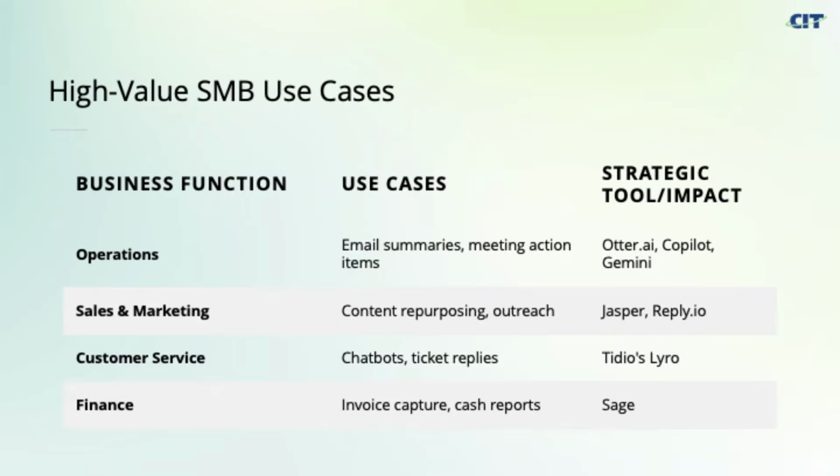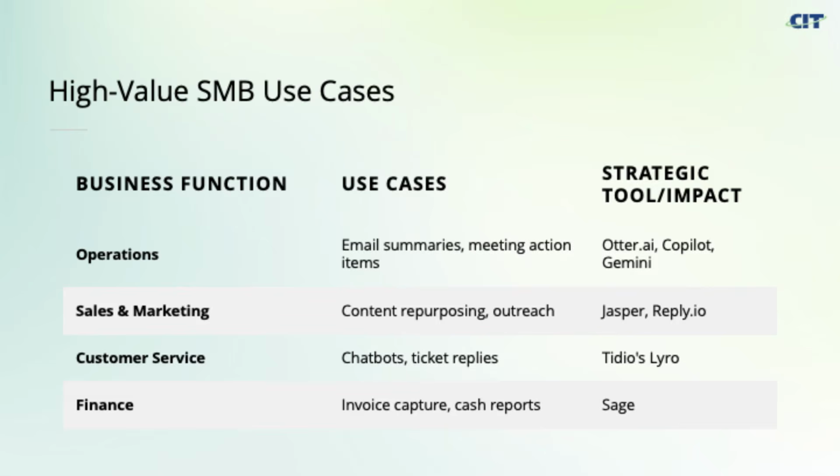Let's take a quick look at how different business functions can use AI to automate. For operations and productivity, think of AI as your assistant for summarizing long emails, turning meeting transcripts into action items, or even answering spreadsheet questions. Tools like Otter.ai and Copilot can save managers up to 1 to 2 hours a day by doing just that.